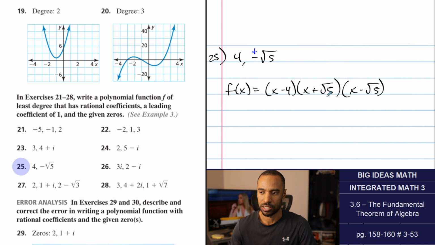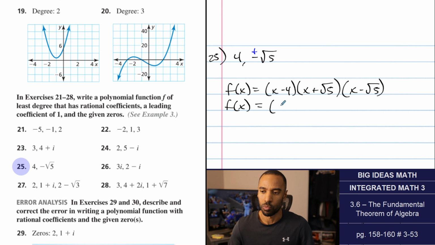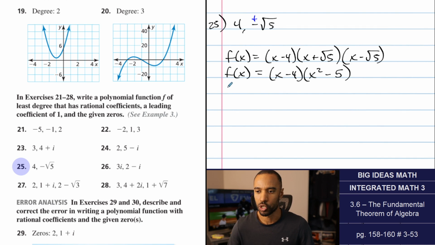Now, the bottom line is, guys, this is still a difference of two squares. So at least this one is a lot cleaner and easier to work with. With that in mind, this factors into x squared minus root 5 squared. Root 5 squared is 5. So that was as quick as that.